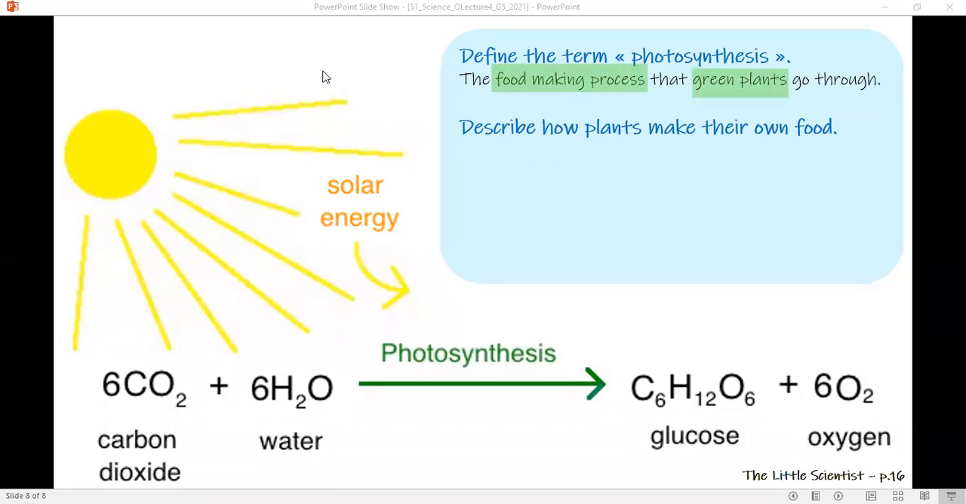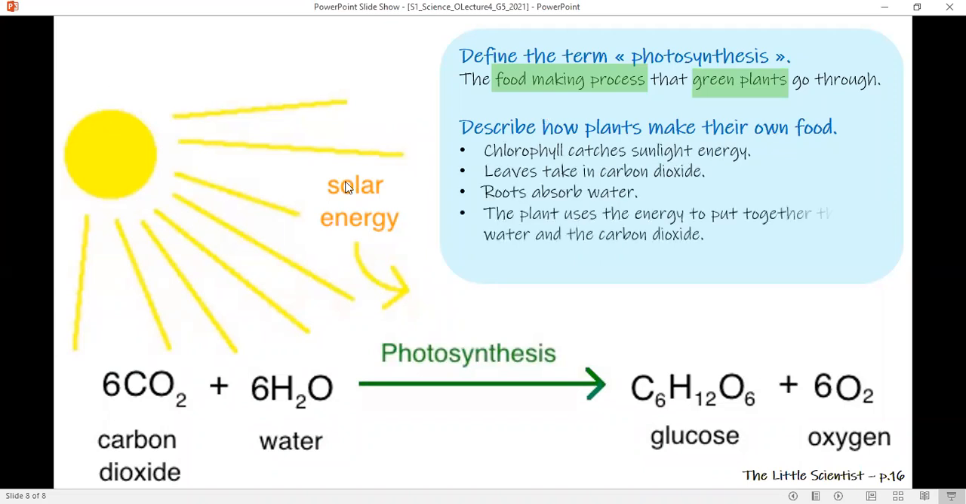How do plants make their own food? How do they go through photosynthesis? First of all, they take in carbon dioxide, they take in water, they use the sunlight energy to combine carbon dioxide with water, and then sugar is produced and oxygen is released into the air.